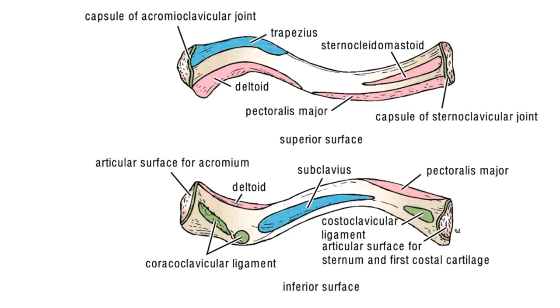We can view the site of insertion over the clavicle in the illustration present on the screen. The upper illustration represents the superior surface of clavicle, whereas the lower illustration represents the inferior view of the clavicle. Now we are concerned with the inferior view of clavicle, where we can see a groove represented by the blue arrow. So this groove, which is present in the middle one third of the inferior surface of clavicle, is the site of insertion of subclavius muscle.